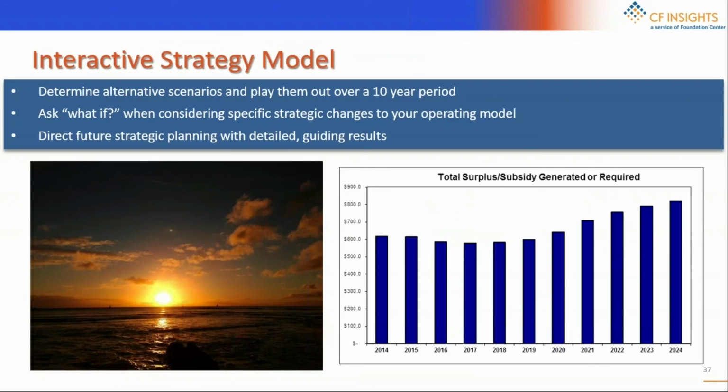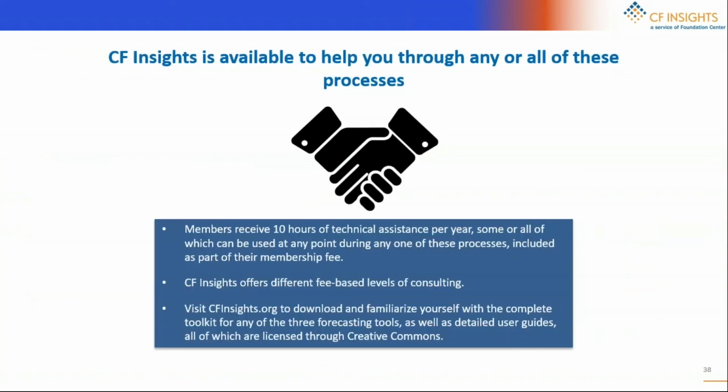And finally, the interactive strategy model allows you to ask a number of what-ifs about your foundation that can be tested based on specific strategic changes that you make to your operating model within the toolkit. So you would enter a couple of years of historical data, and then you could enter some change factors. Are you adding a new product type? Are you changing your fees in some way? Are you adding new staff? And based on those changes, you can see what effects those changes have on your specific community foundation operating model.